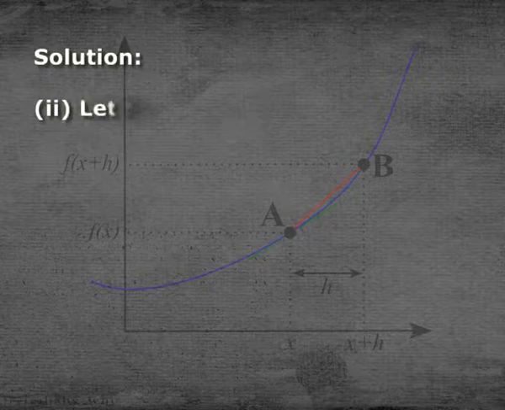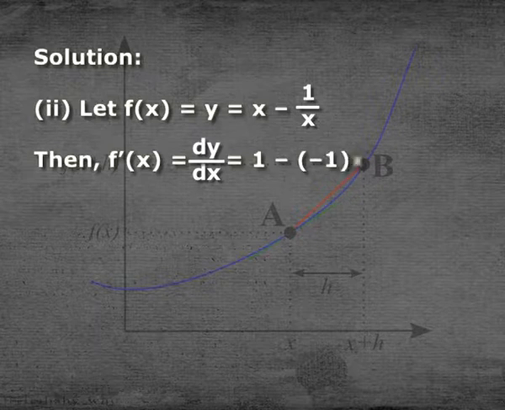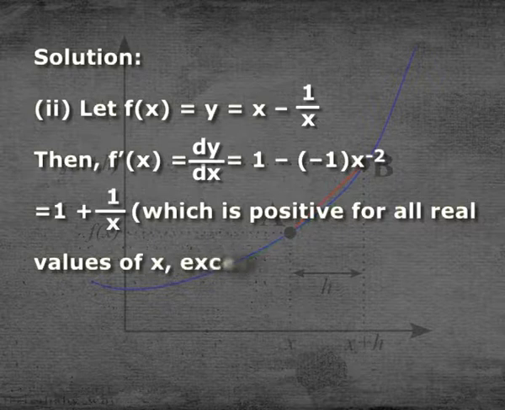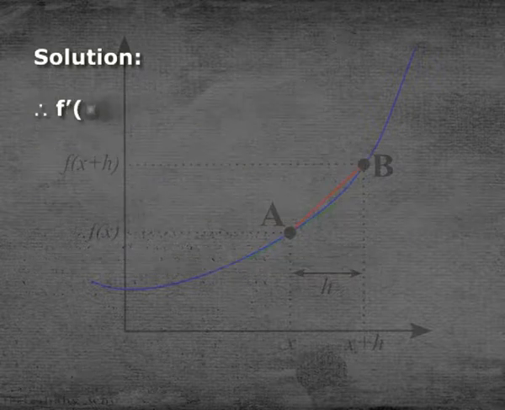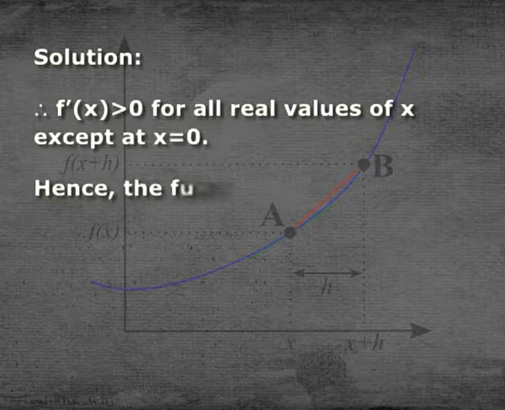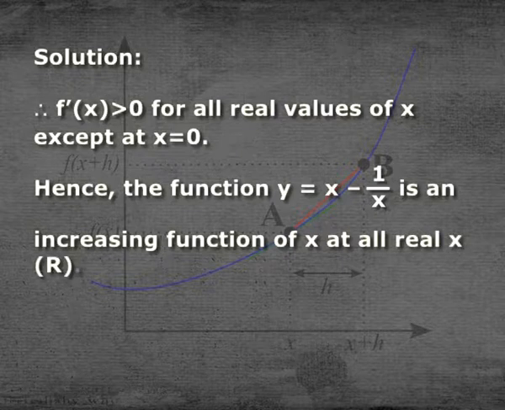Let's come to the second one, when we are taking f of x equals y, which is equal to x minus 1 upon x. Now here we find f dash x, that is dy by dx, that is equal to 1 minus, in the bracket, minus 1 into x raised to the power of minus 2. So that is equal to 1 plus 1 by x square, which is positive for all the real values of x except at x equals 0. Therefore, we say that f dash x is greater than 0 for all real values of x except at x equals 0. Hence, the function y equals x minus 1 by x is an increasing function of x at all the real values of x.